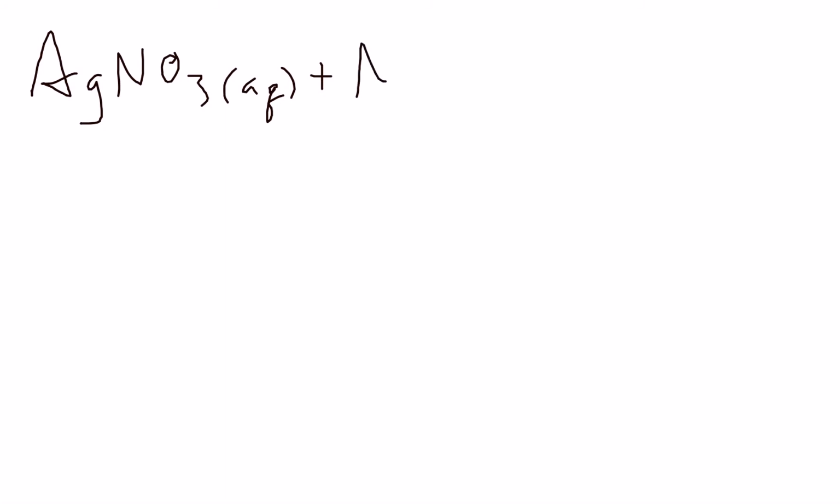So let's do one more here. And we're going to start out very basic, and we're going to work all the way through it. So let's take silver nitrate, AgNO3, and that happens to be aqueous, and we'll combine it with sodium bromide. Sodium bromide is also aqueous, and you could determine that from your charts.